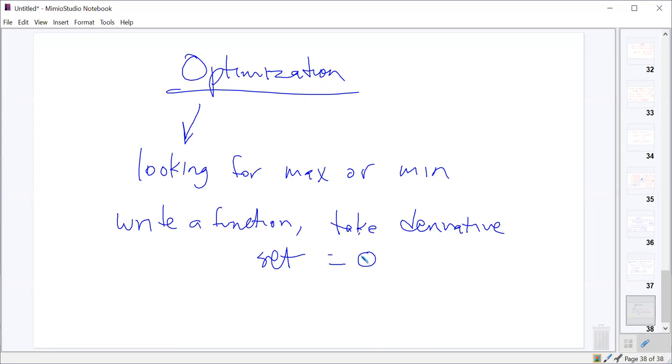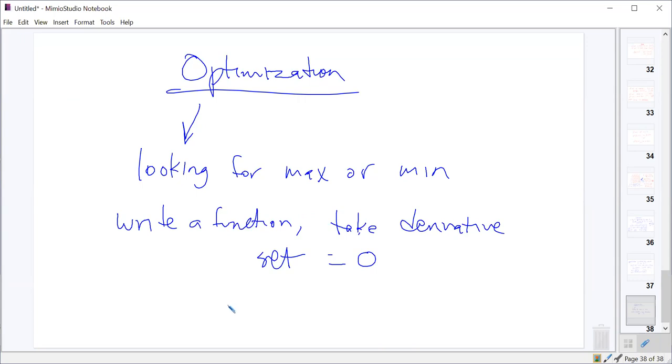Write a function that relates the variables that you're given in the problem together in some way, a function that represents what you're trying to maximize or minimize. So if it says what's the maximum volume, write a function for volume, get it all into one variable, and then take the derivative. If it says what is the minimum surface area, write a function to represent surface area, put it in terms of one variable, and then take the derivative and set it equal to 0.